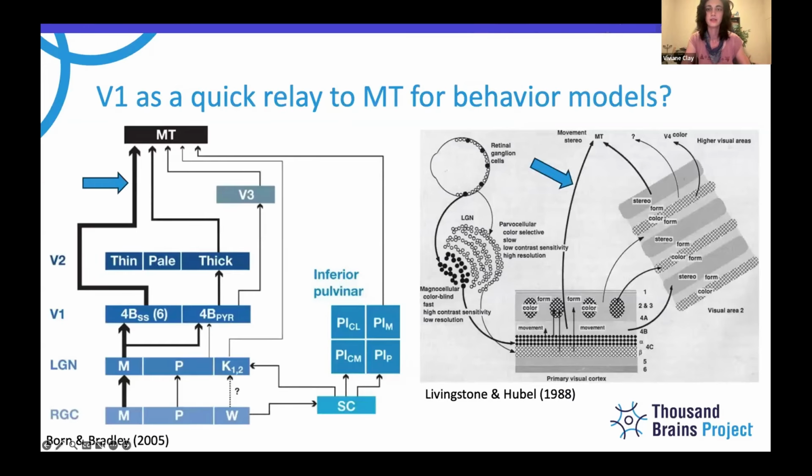Here are two diagrams from two different papers showing the same anatomy, which is this projection from the spiny stellate cells in V1 going directly to MT. And those are in layer 4. There's the same arrow here, layer 4B going directly to MT. And then 4B also projects to V2, but this is a different cell population. Those are mostly pyramidal cells.